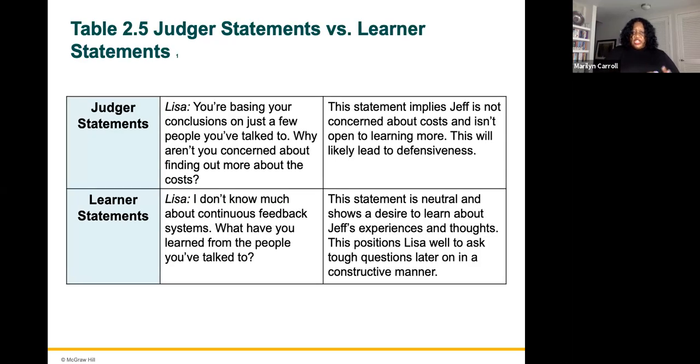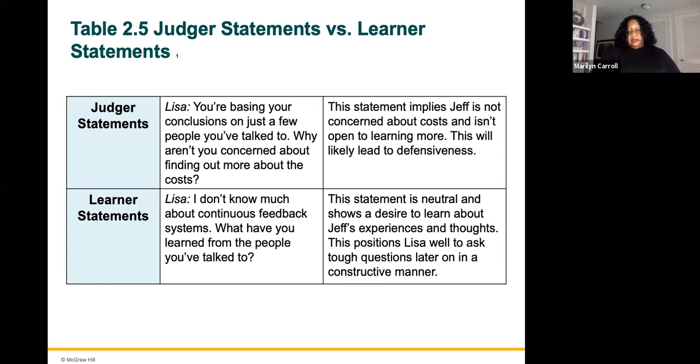So let's look at some judger statements. We're going to talk about Lisa now. Here's Lisa. "You're basing your conclusions on just a few people you talk to. Why aren't you concerned about finding out more about the cause?" Now, this statement implies Lisa is not concerned about cause and isn't open to learning more. This would likely lead to defensiveness.